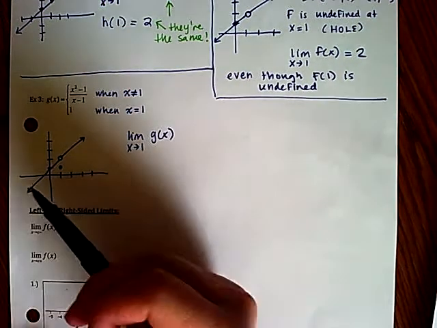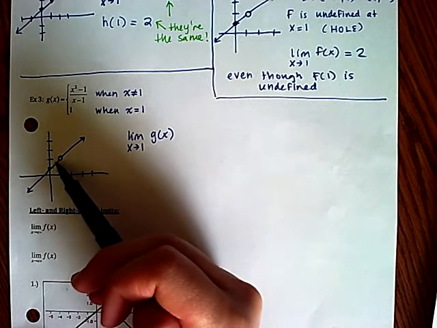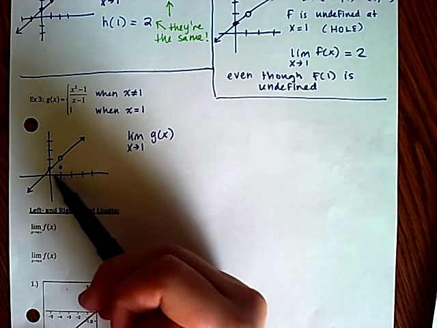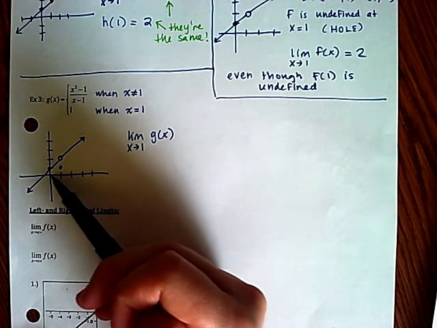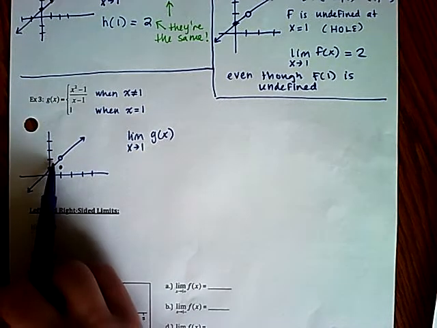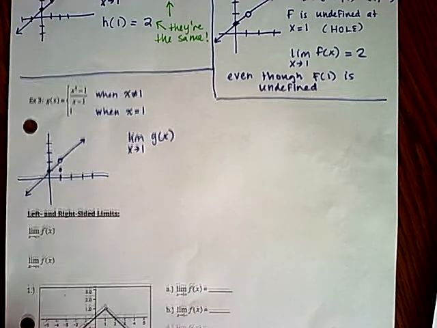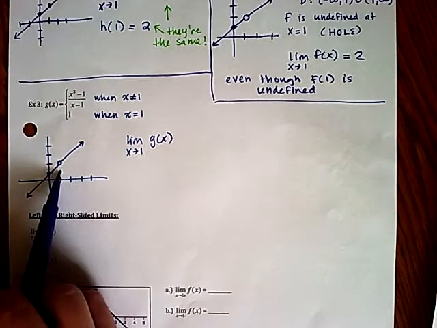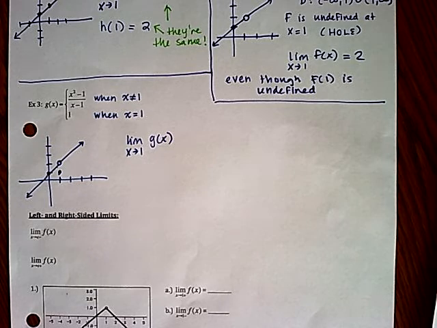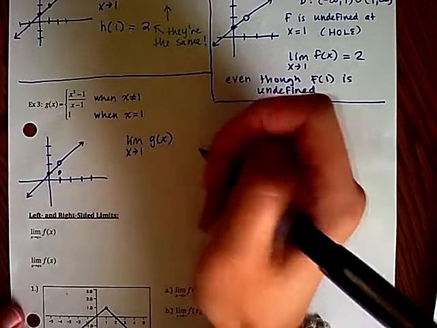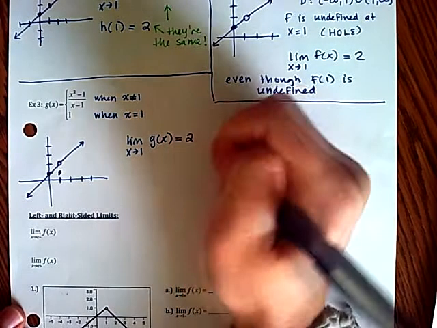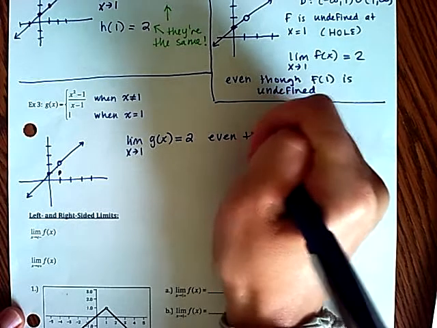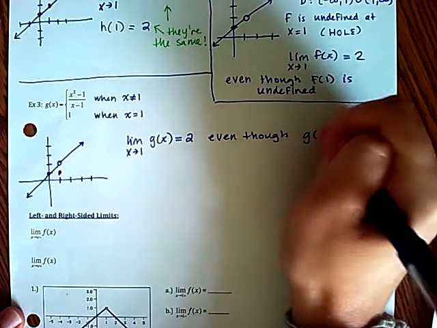Okay, so now I'm going along the graph. What value is my function approaching as my x values are getting closer and closer to 1? Well, as x gets closer and closer to 1, y is still getting closer and closer to 2, even though my function value is this little point down here at 1. So my limit is 2, even though g of 1 is 1.